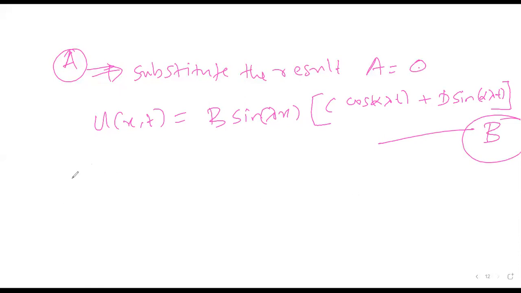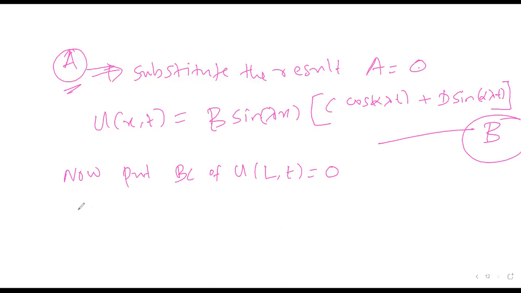Okay. Now put our next boundary condition: u(L, t) = 0. Already A is 0 now, so you don't need to consider the A equation. Now it has been reduced to B. Now use this equation to put u(L, t).